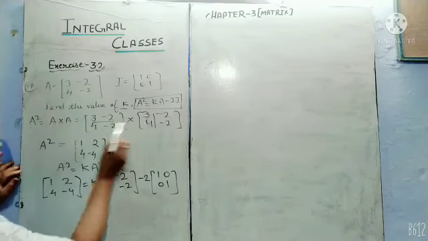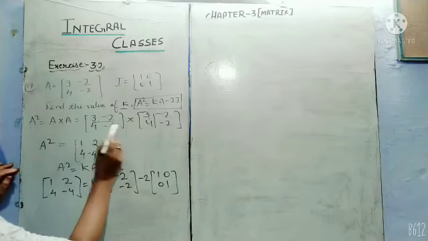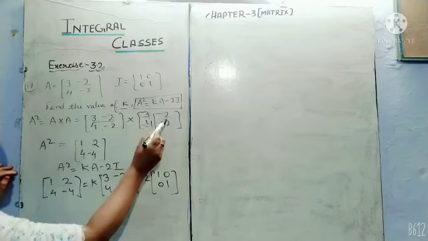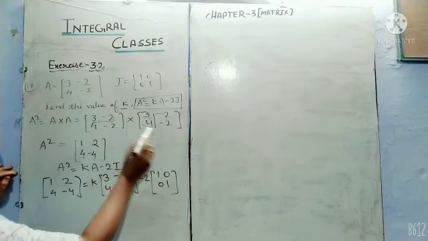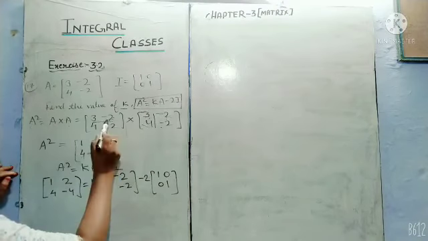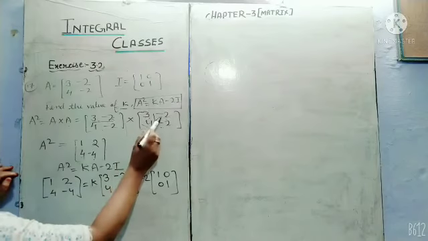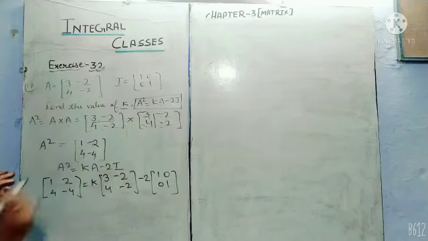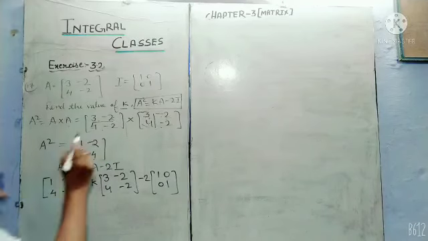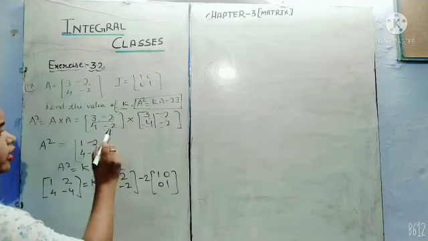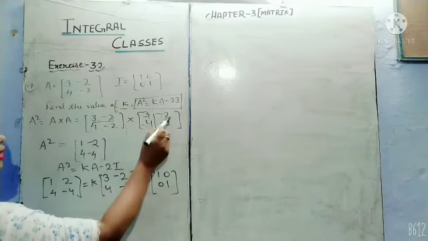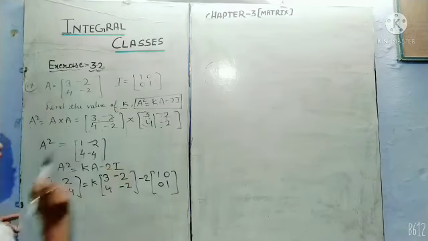So first row, first column, 3 3 is 9, 2 4 is 8, 9 minus 8 is 1. 3 2 is minus 6, 2 2 is 4. Sorry, 3 2 is minus 6 and 4, then it will be minus 2. Okay, 4 3 is 12 and 2 4 is minus 8. Then 4 2 is minus 8 and 4 minus 4.